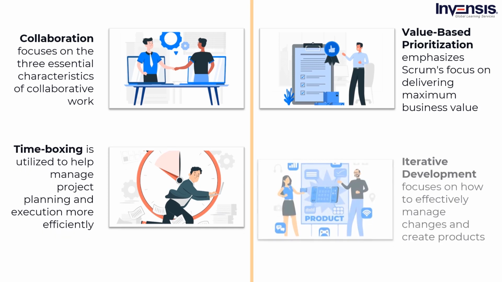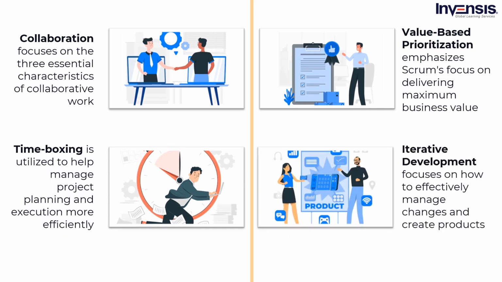And the sixth is iterative development. This principle describes iterative development and focuses on how to effectively manage changes and create products that meet the demands of customers. It also defines the product owners and the organization's roles in iterative development. So, I guess you have some idea about Scrum values and Scrum principles.